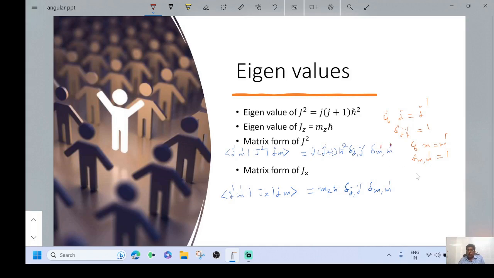This Kronecker delta value is equal to 1 if m equals m dash. If m dash equals m, delta of m comma m dash, or delta of m dash comma m, equals 1. Then the matrix form of Jz: the eigenvalue of Jz is m_z h cross. Here we have delta of j comma j dash and delta of m comma m dash. If m dash equals m, then delta of m dash comma m equals 1.